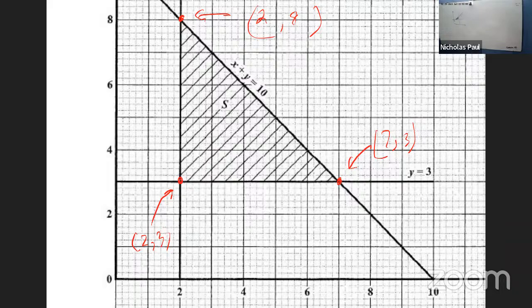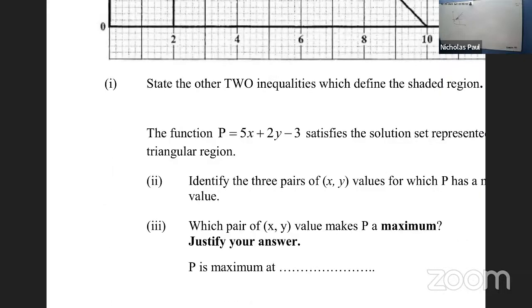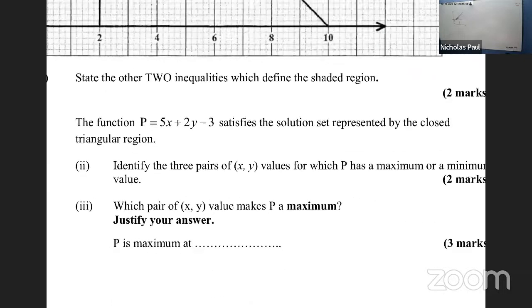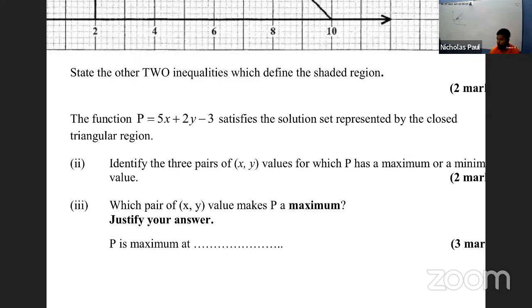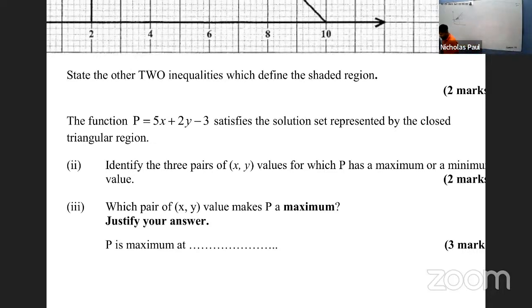Ready? Next part. Last part now. Use those vertices now. Take a little read of that question there. This is the last thing that we have to learn to do in linear programming questions, right? The function P is equal to 5x plus 2y minus 3 satisfies the solution set represented by the closed triangular region. All this is saying is that the triangle you had satisfies this function here. That's all the same, right?